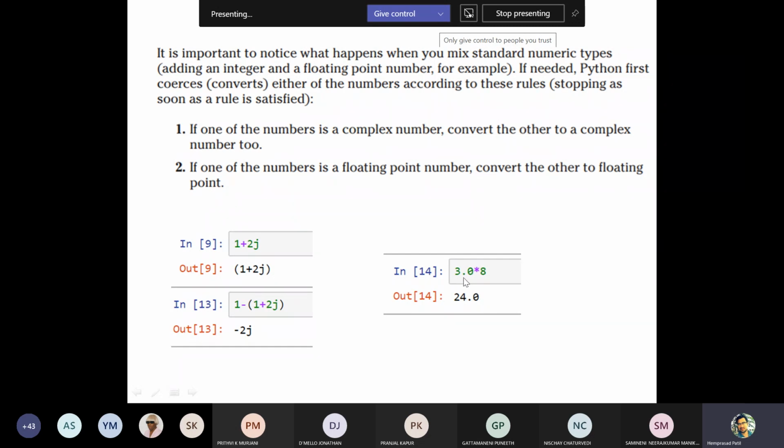Like 3.0 and 8. This is floating, this is integer, answer is floating. Internally, it is converted into floating point. Then the operation is performed. Then here, this is complex number and this is integer, so the answer is complex number. Internally, this 1 is converted to 1 plus 0j, minus 1 plus 2j. So answer is minus 2j. So these are the rules of internal conversion.